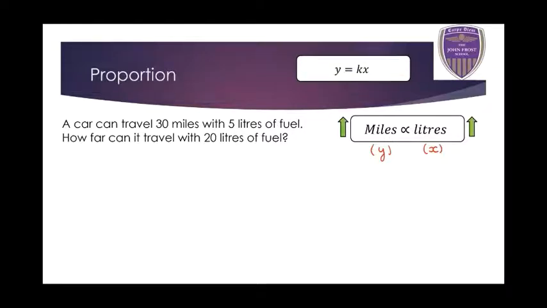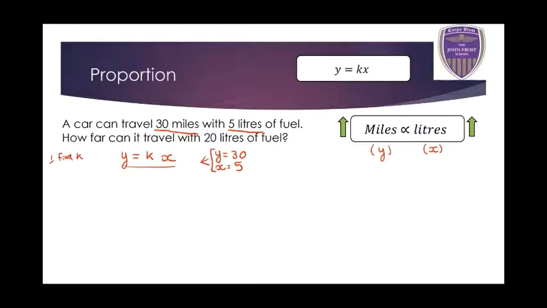So the first part when we're solving this question is that we know we should be able to express the relationship between miles and litres of fuel with the formula y equals kx, because this is the equation of proportionality. So the first step is to find k, this constant that we can always use for this question. First, let's think about what values we had. We're told that we can travel 30 miles with 5 litres of fuel. So y is going to be 30 and litres, which is x, is going to be 5, and you simply put these numbers into the equation.